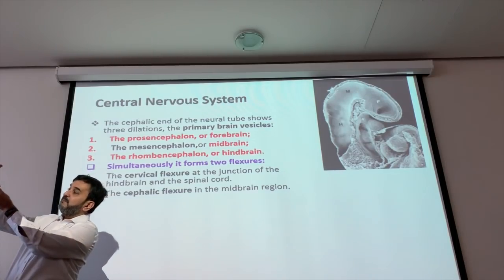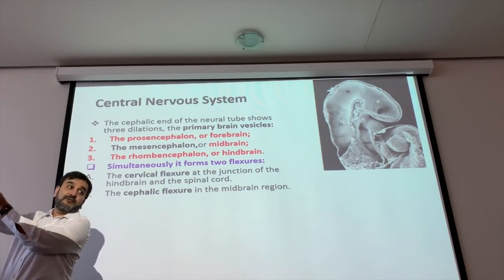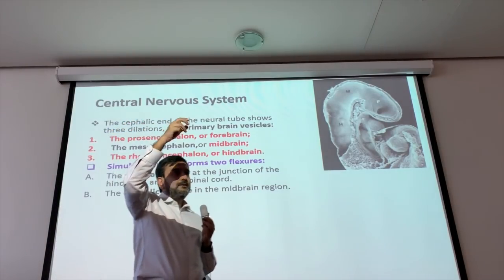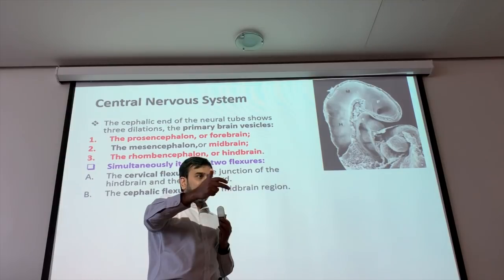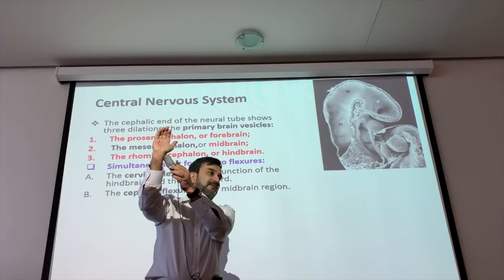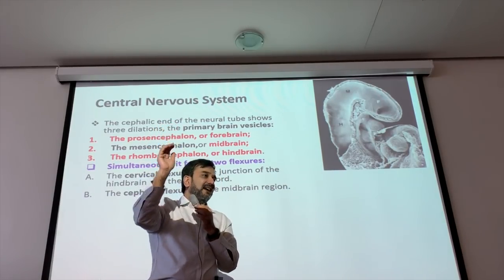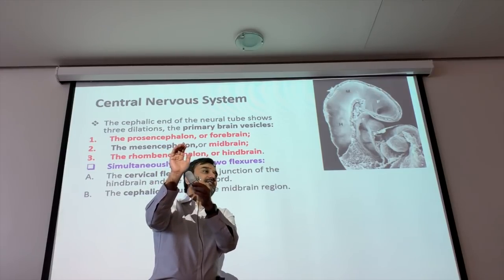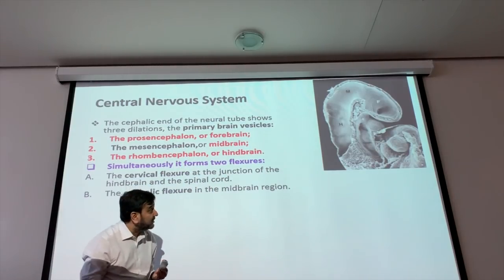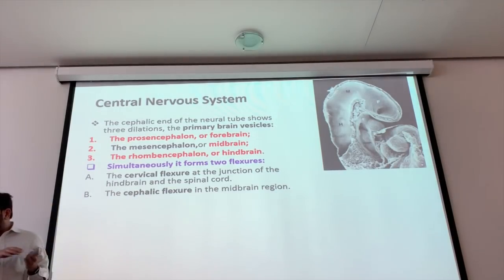The other flexure is between the rhombencephalon and the spinal cord, and this is called the cervical flexure. So you have two flexures and three bulgings. Prosencephalon, mesencephalon, and rhombencephalon. There is a cephalic flexure and there is a cervical flexure. The cephalic flexure is between prosencephalon and mesencephalon, and cervical flexure is between rhombencephalon and the spinal cord. You understand this, everybody? No problems. Okay.